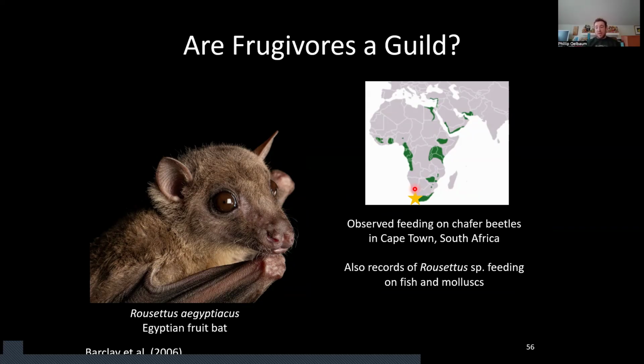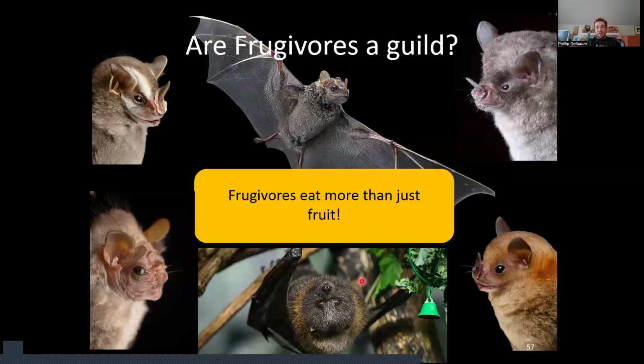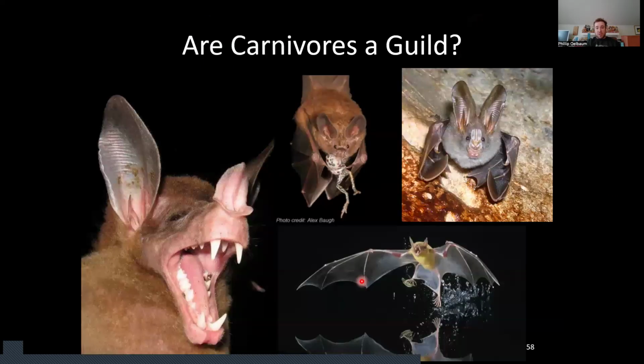So when we're considering the dietary niche breadth of these animals, it's not just what box we put them into. We really need to consider that they exist within these n dimensions. There's also records of other Rosetta species feeding on things like fish and mollusks. So it's really opportune when these records occur, but you need to think about this more when we're thinking about the dietary ecology of these animals. Oh, yes, frugivores eat a lot more than just fruit.